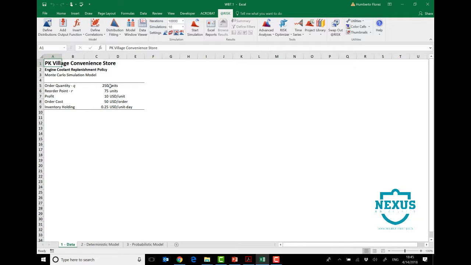Here we have the order quantity, which is the current policy that we want to test. We have the reorder point, which is 75 units. We have the profit for every one of the items sold. We have the ordering cost, and we also have the inventory holding cost of 25 cents per unit day.